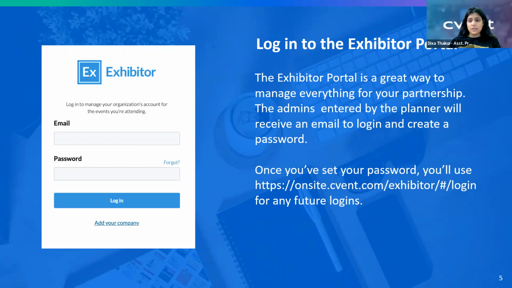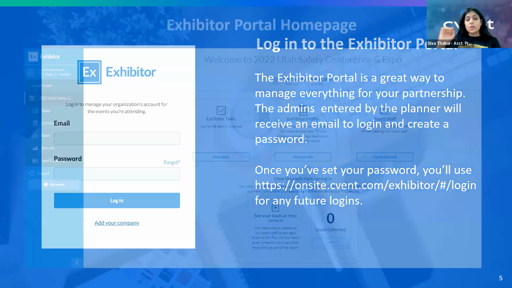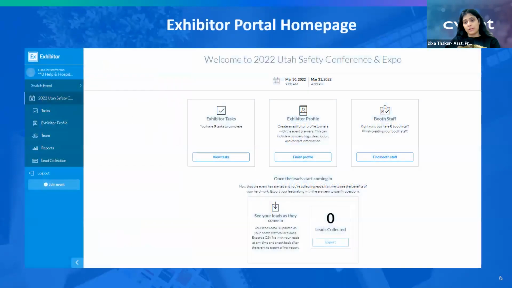Now, when you enter your email address and you see the section for password, do not worry about it. It's the first time login. Just click on forget password and customize a password for yourself. There's no predefined password here. You just need to customize the password the first time that you log in by clicking on the forget password option. As soon as you hit login, you will see the exhibitor portal.